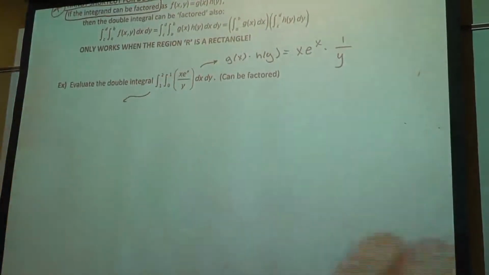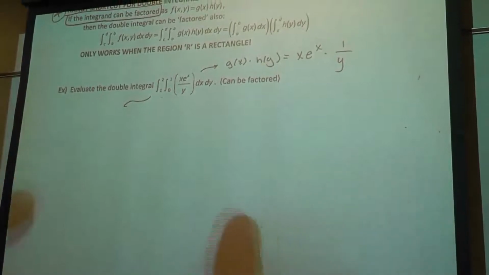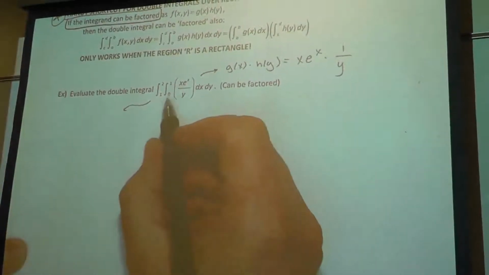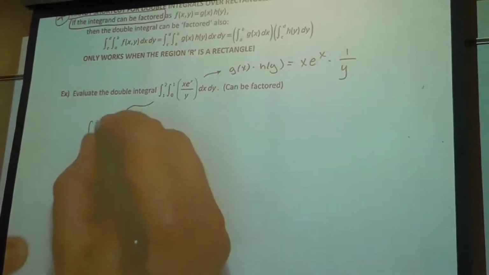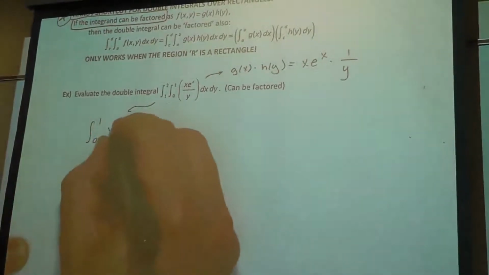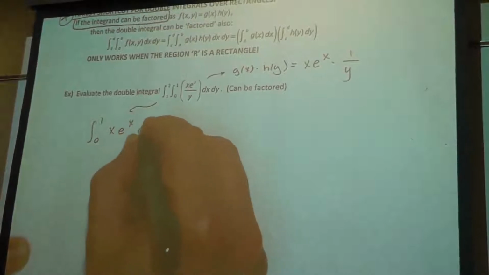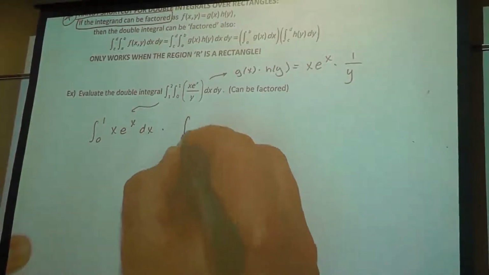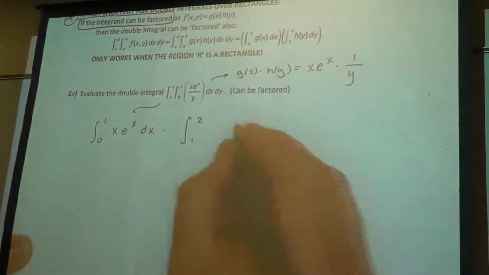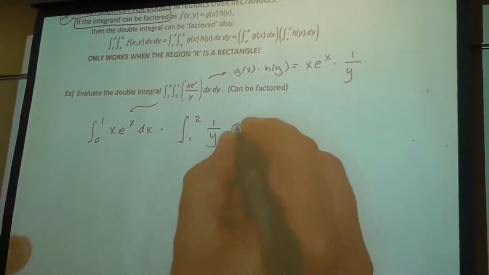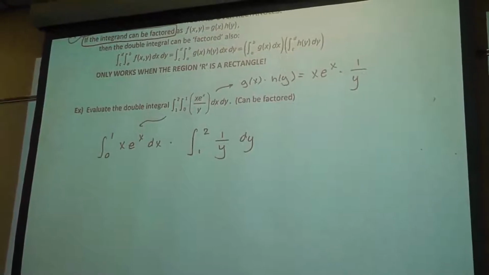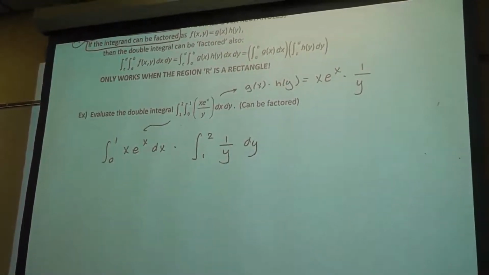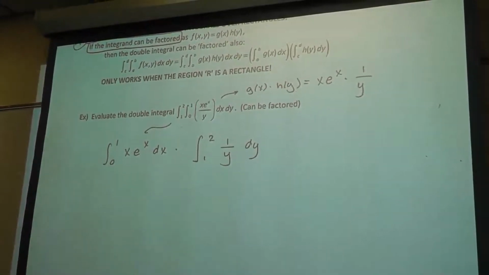And keep in mind who goes with whom in regards to limits. x dx pairs with 0 to 1. So if I focus my x attention on that function, I need the limits 0 to 1 for x e to the x, times the other integral will be from 1 to 2 of the function 1 over y dy. So if the integrand is factorable and you have constant limits, you can turn it into two integrals like this.